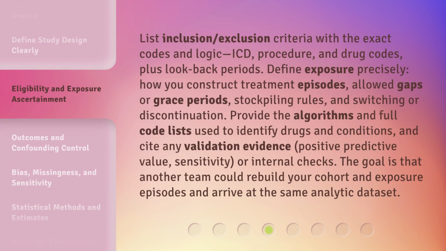List inclusion/exclusion criteria with the exact codes and logic, ICD, procedure, and drug codes, plus look-back periods. Define exposure precisely, how you construct treatment episodes, allowed gaps or grace periods, stockpiling rules, and switching or discontinuation. Provide the algorithms and full code lists used to identify drugs and conditions, and cite any validation evidence, positive predictive value, sensitivity, or internal checks. The goal is that another team could rebuild your cohort and exposure episodes and arrive at the same analytic data set.